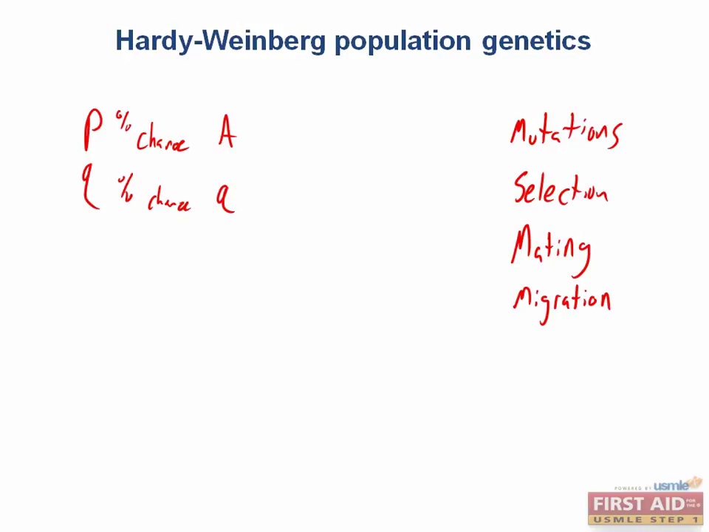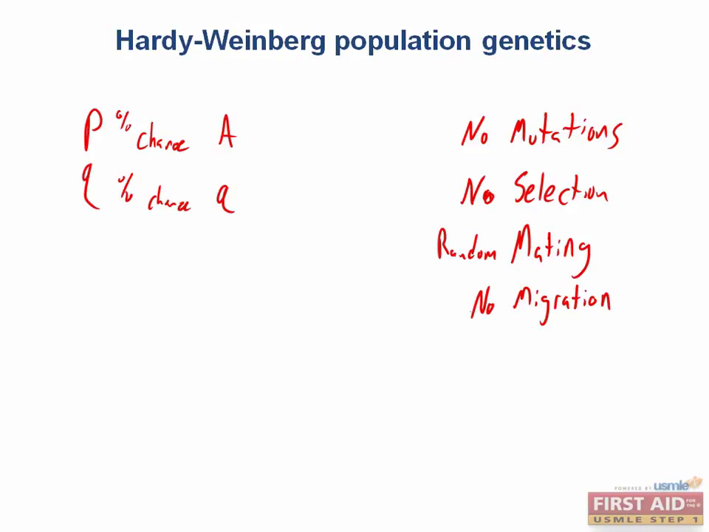This means that if you want to keep the ratio of P and Q the same, which is Hardy-Weinberg equilibrium, four things have to be true. No new mutations can occur. Neither big A nor little a can give a selective advantage. Mating has to be random and not based on the genotype, and there can be no migration into or out of the population. If all of these conditions are met, then the ratio of P and Q will not change over time, or in other words, they are in Hardy-Weinberg equilibrium.